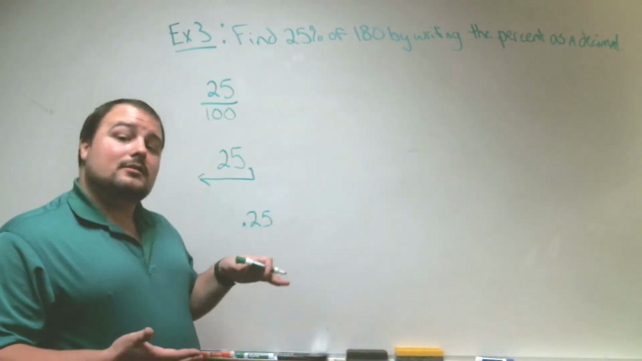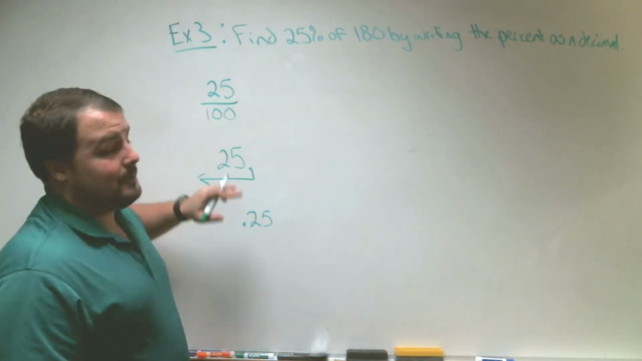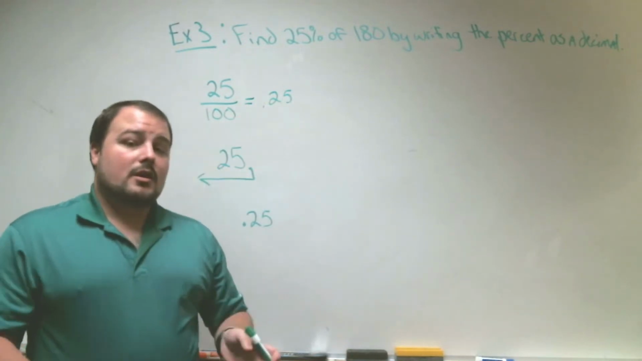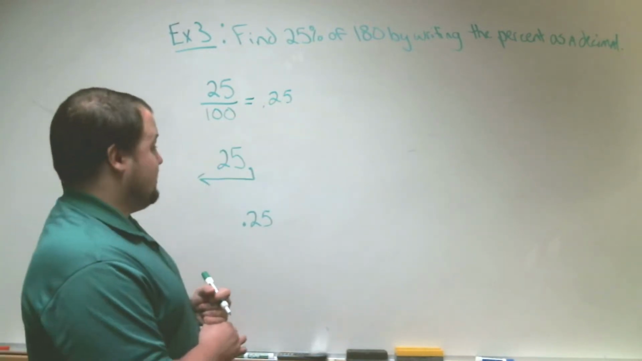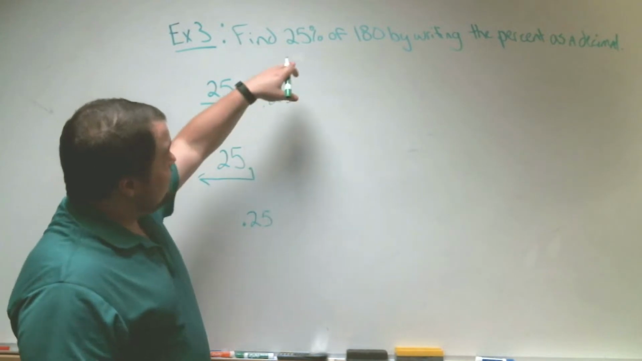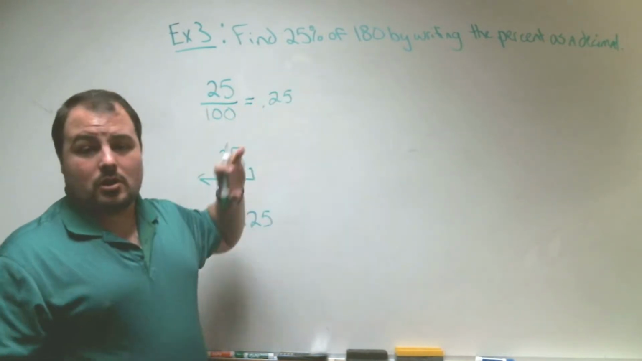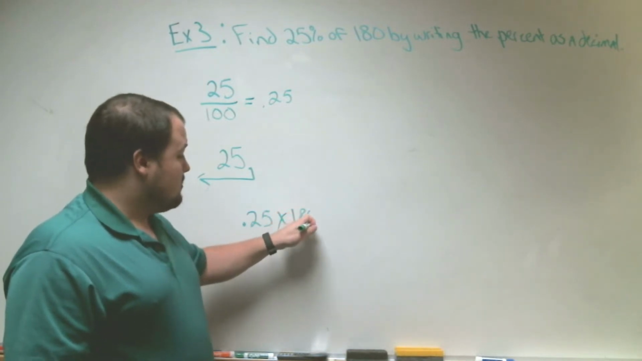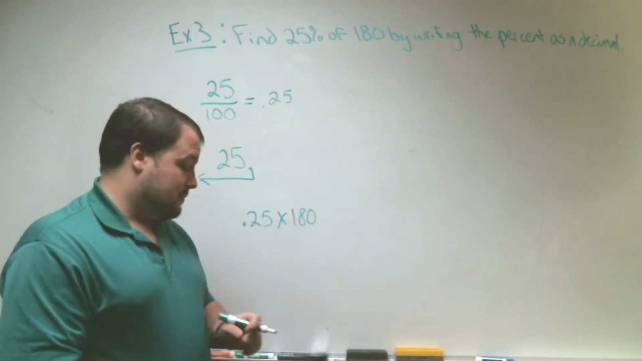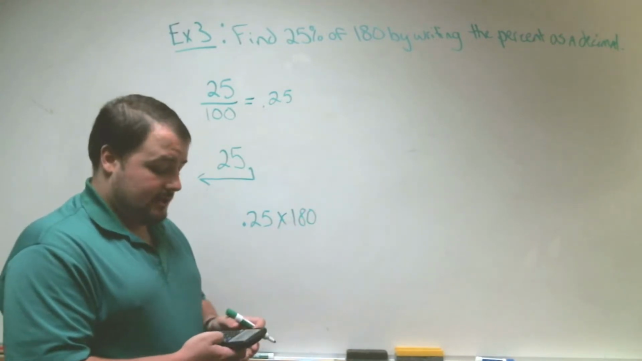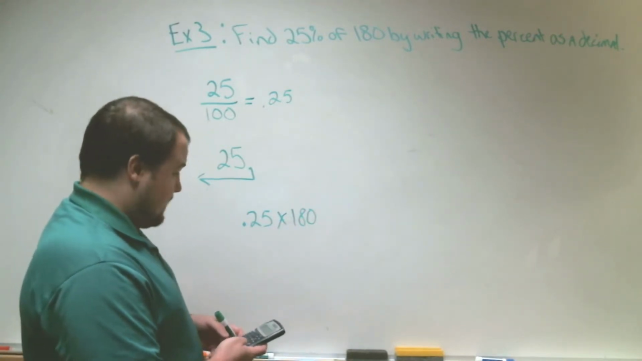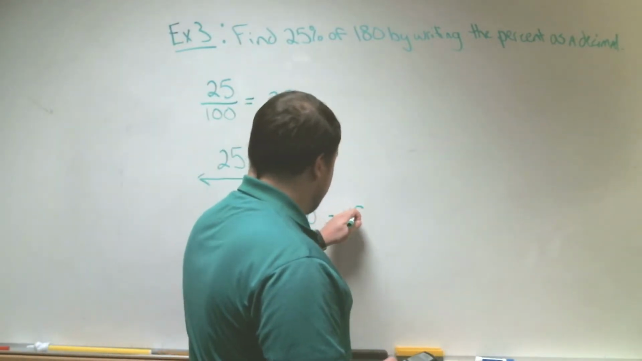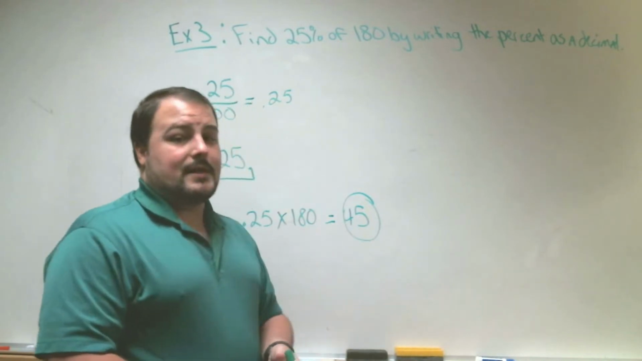And if you want to check it, take it in your calculator. Take 25, divide by 100, and you should also see the decimal 0.25. And 0.25 is 25% as a decimal. So this time we're going to take the decimal and multiply it by 180. So we're going to take 0.25 times 180 to get our answer in this problem. I'm going to go ahead and use a calculator for this section. 0.25 times 180 equals 45. So 45 is my answer.